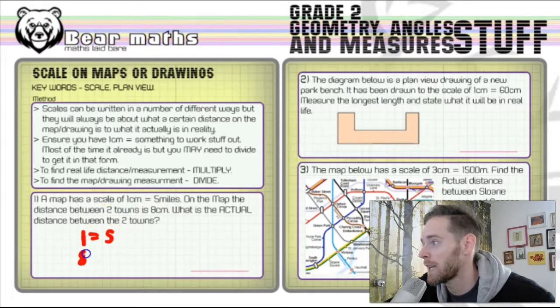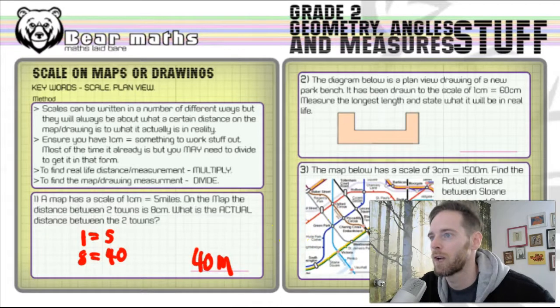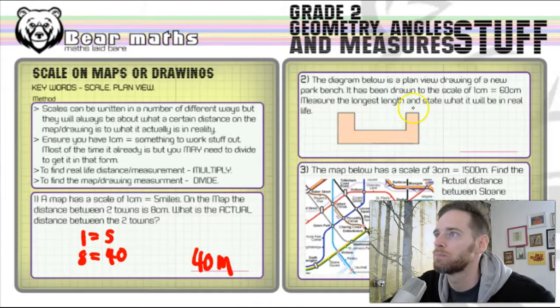On the map, the distance between the 2 towns is 8 centimetres, so we want to get to 8 here. That means we have to multiply by 8. We multiply the 5 by 8, and that's 40. That gives us our answer. We multiplied to get the real life measurement, which is the distance between the 2 towns. We just put 40, and we put miles. I'm going to put M for miles. Let's have a look at question number 2.